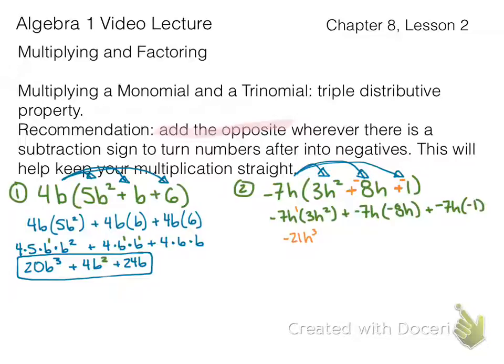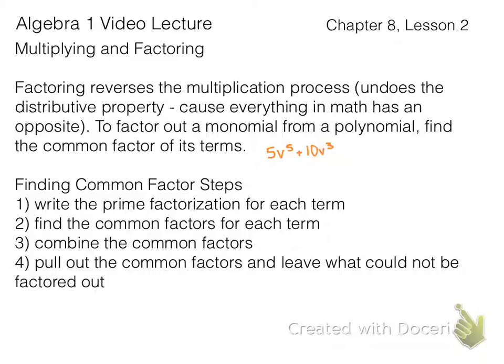Okay, so the next one should be negative 7 times negative 8 is positive 56. We have 2 h's, which means we have h to the second. And then we have negative 7h times negative 1, which is a positive 7h. So there you go. All right, guys, let's move on to factoring.